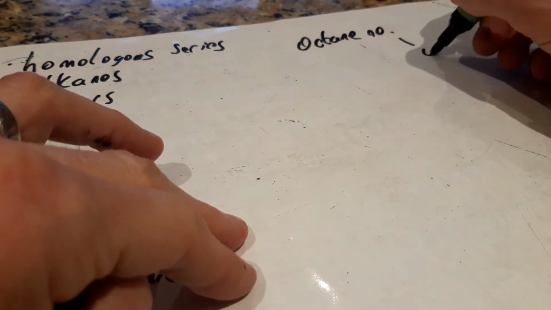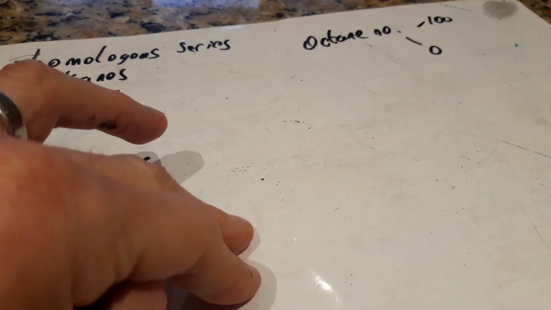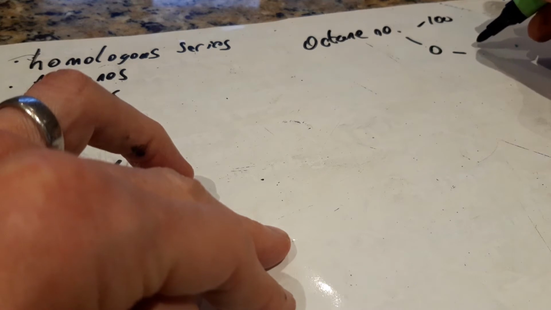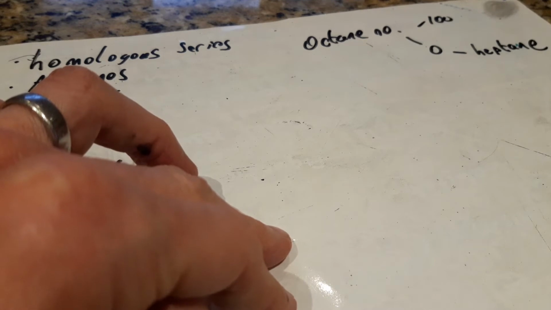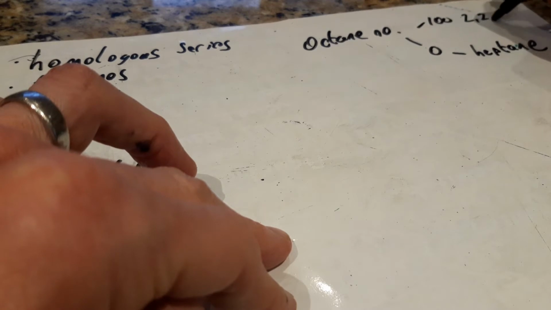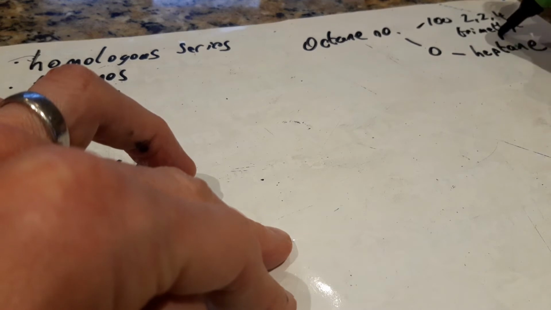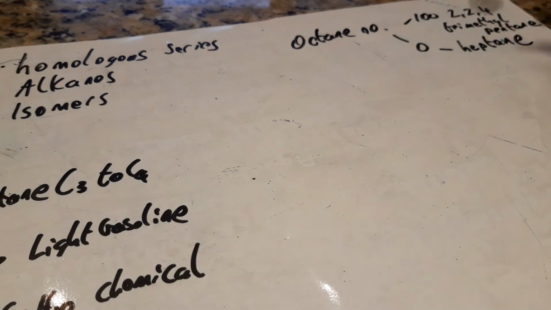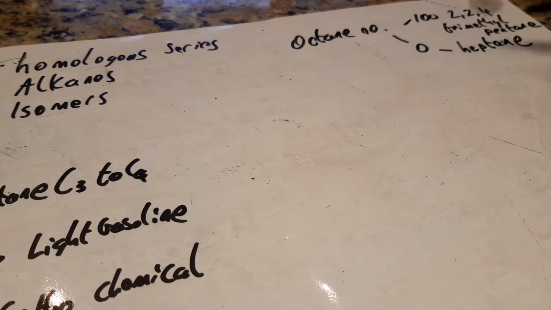Now, octane number goes from 0 to 100. You need to know the name of two chemicals, which are basically the standards for this. The chemical that has an octane number of 0 is heptane. You should be able to draw that and know what it is. And the one that has an octane number of 100 is 2,2,4-trimethylpentane. Again, you should be able to draw that and name it. They are the only two chemicals that you need to know the octane numbers of. This one is good, this one is bad, and basically all the other petrols and fuels are in between those two.